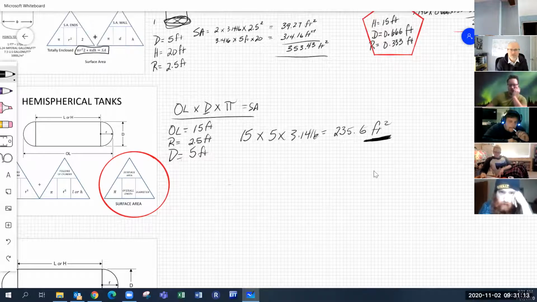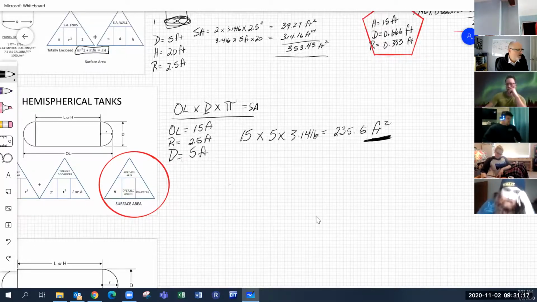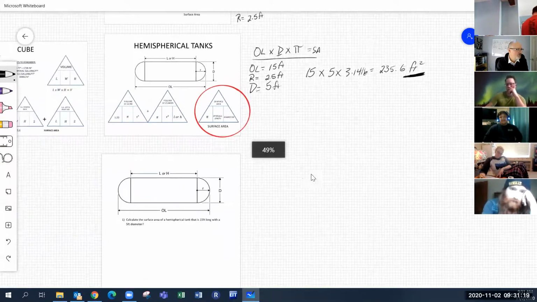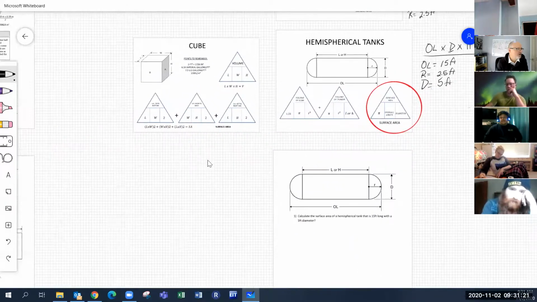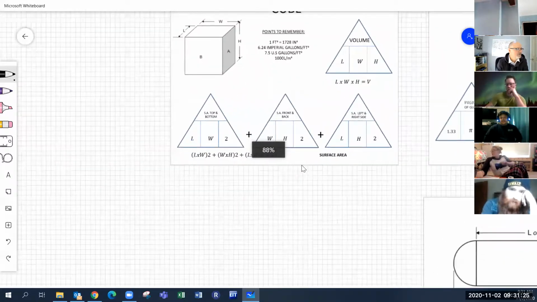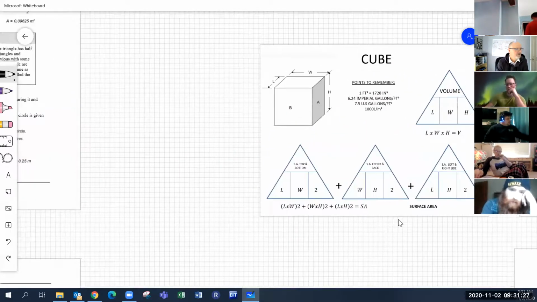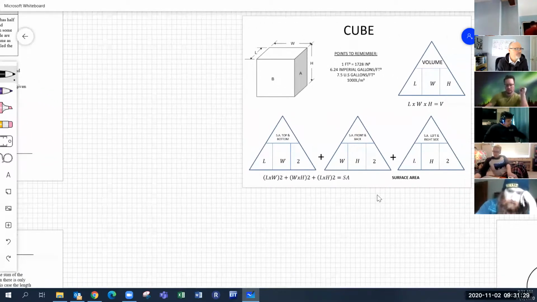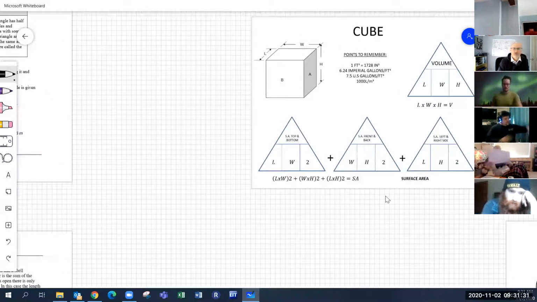Any questions? Any questions so far? No? You guys are awesome. Let's have a look at a cube. You're doing good. Everybody's doing really good. I'm pretty happy so far. I mean, I don't know how you're doing, but I'm still happy.